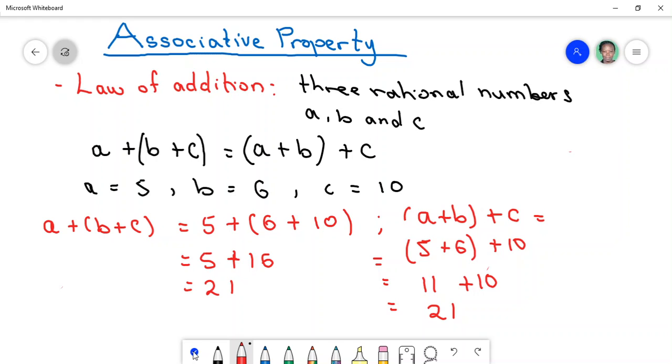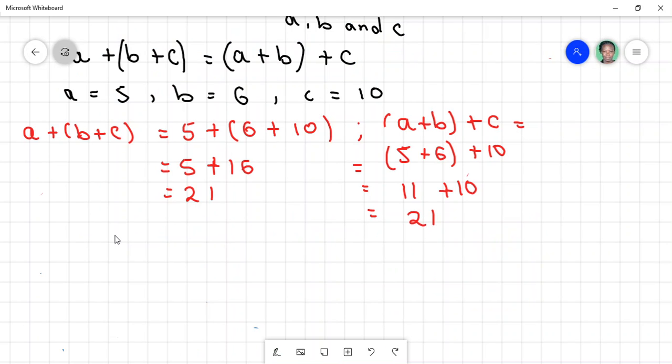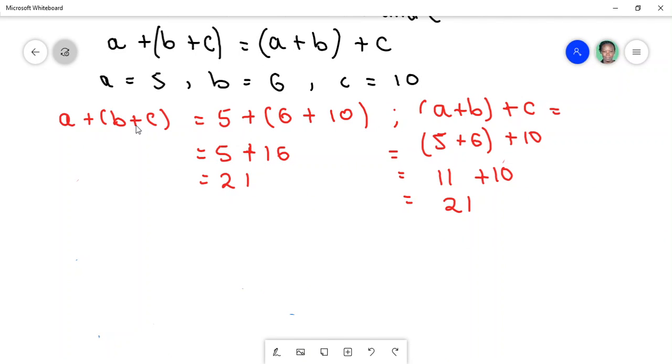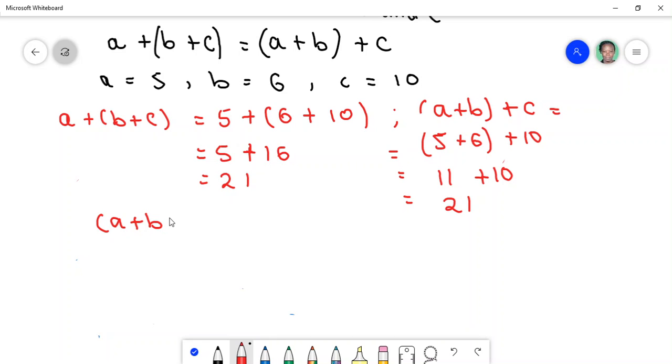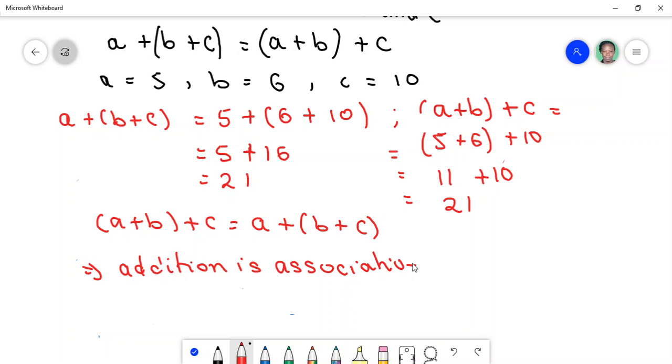So what do we realize? You realize that with this property, they are equal. So it didn't matter the arrangements or how we grouped them. So we can then conclude and say that A plus B plus C is equal to A plus B plus C. This implies that addition is associative.